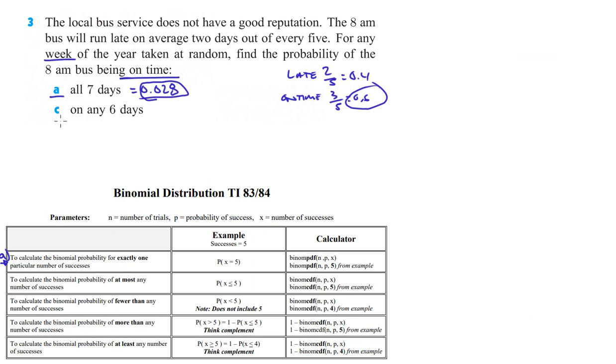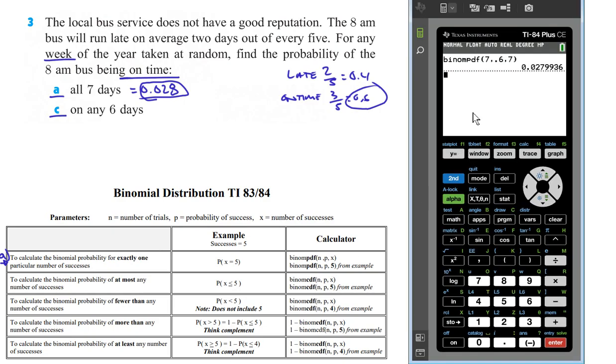What's the probability that the 8 a.m. bus being on time on any 6 days? Let's see, on any 6 days. It's hard to tell if that's exactly 6 days or at least 6 days. It says on any 6 days, so I'm going to go with exactly 6. Let's see if that's what our textbook meant to do.